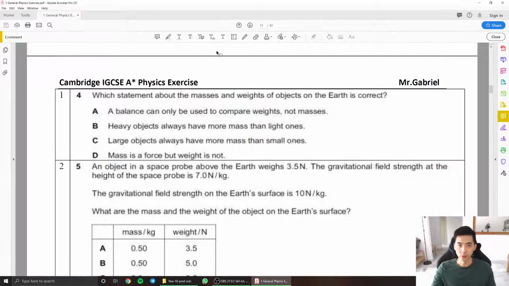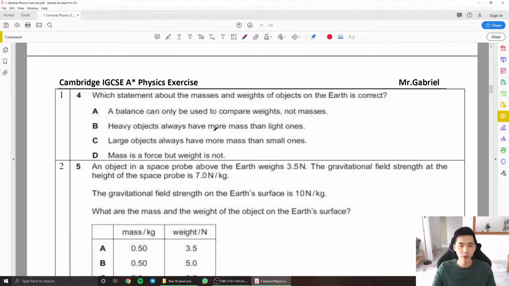Okay, let's go through this exercise together. Which statement about the masses and weight of an object on the earth is correct? A balance can only be used to compare weights and not masses. This is not true. A balance can be used to compare weight and masses.